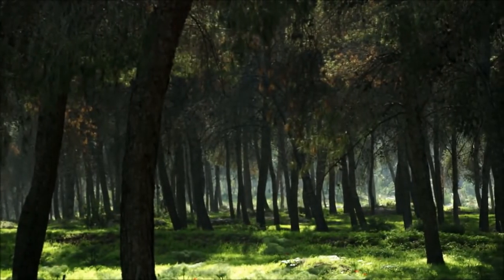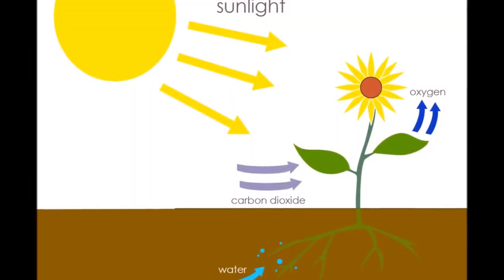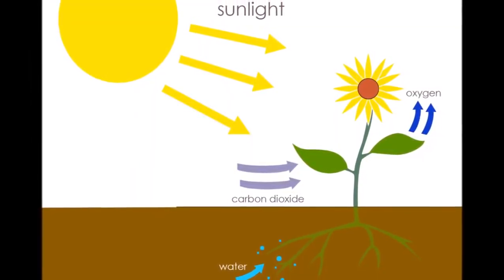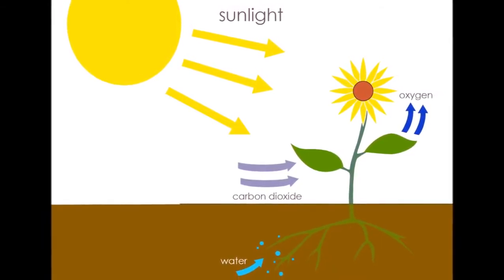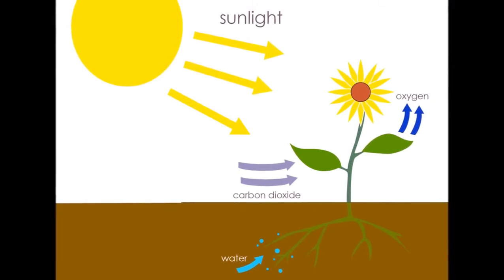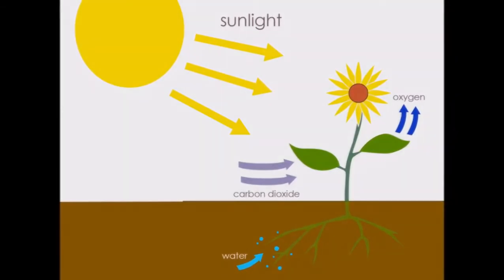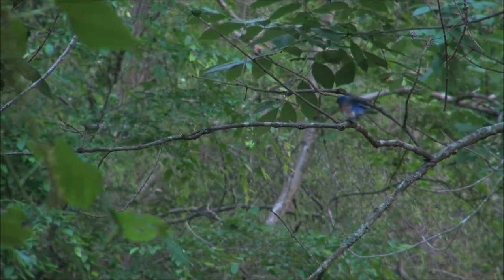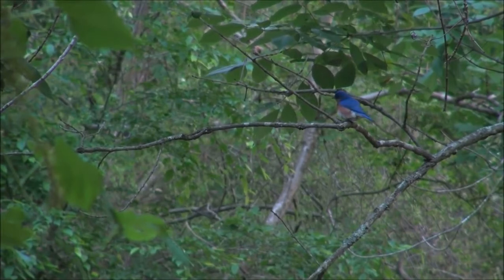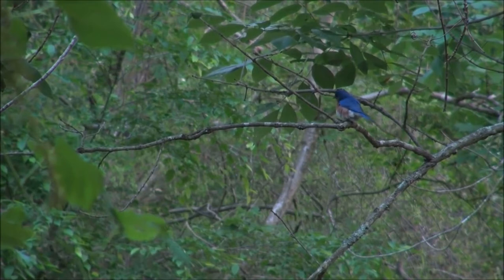Leaves are the food factory of the plant. Trees take in water through their roots, and sunlight and carbon dioxide through their leaves. They use the energy from the sunlight to turn water and carbon dioxide into oxygen and glucose, a kind of sugar. The oxygen is released back into the atmosphere where it can be used by animals. The glucose is used to feed the plant.